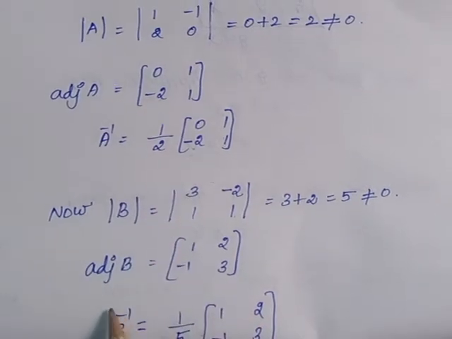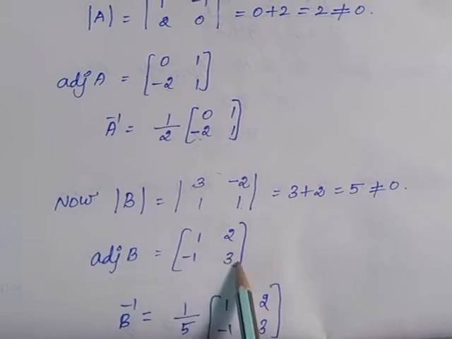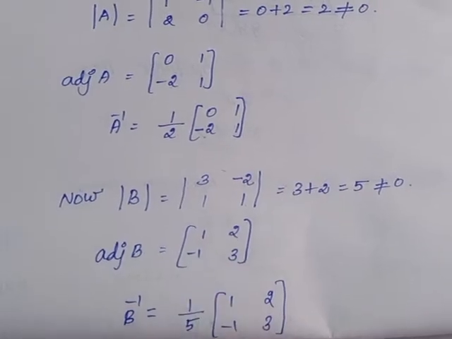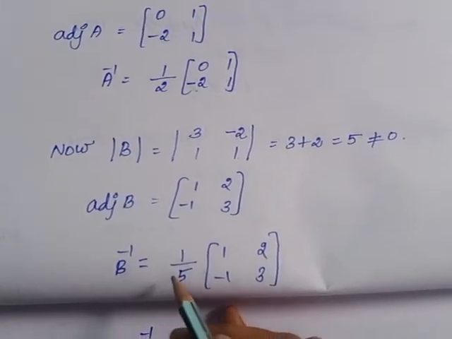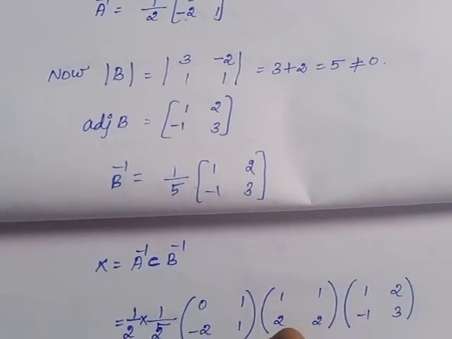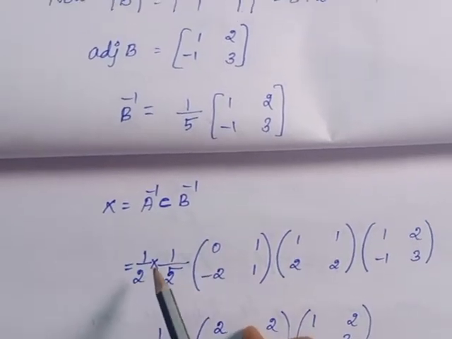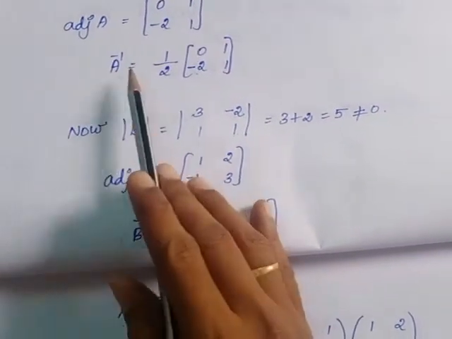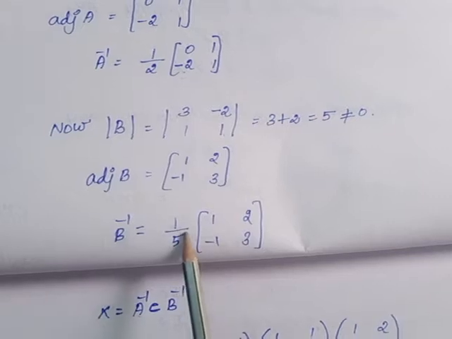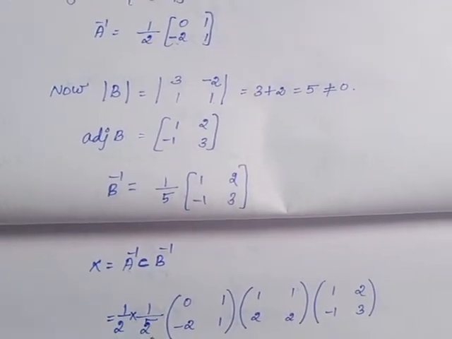Then the inverse exists. So adjoint B is obtained by interchanging the main diagonal elements and changing the sign of the off-diagonal elements. Then B inverse is equal to 1 by determinant of B times the adjoint B matrix. Now X equals A inverse C B inverse. A inverse has the scalar 1 by 2, B inverse has the scalar 1 by 5. I just have to multiply 1 by 2 into 1 by 5.